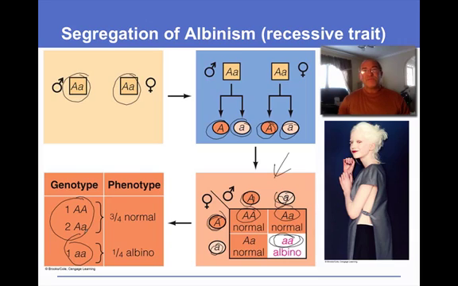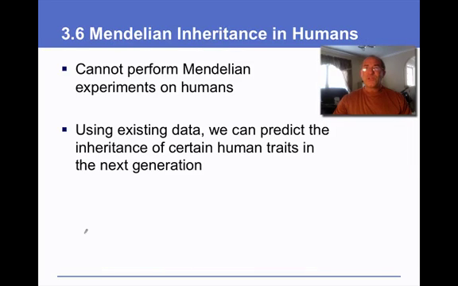There are about 5,000 or so known single gene traits in humans, and this is just one of them. Now, it's difficult to perform Mendelian experiments on humans. You can't really go crossing humans together just to find a 3:1 ratio. So what we have to do is use existing data and predict the inheritance of certain human traits into the next generation. We can do this by using something called pedigree charts.